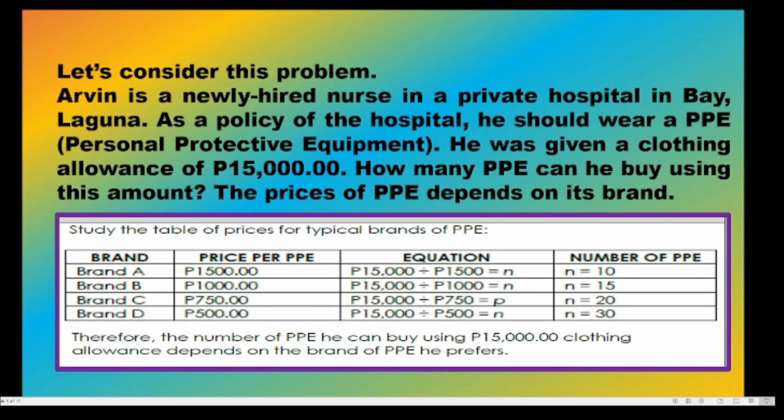For brand A, the price is 1,500, and the possible equation here is 15,000 divided by 1,500 is equal to N, looking for how many PPE, and our answer is 10. For brand B, 1,000 per PPE, 15,000 divided by 1,000, and our number of PPE is 15. For brand C, the PPE is 750, our equation is 15,000 divided by 750, and the number of PPE is 20. For brand D, if the price is 500, the equation is 15,000 divided by 500, and our total number of PPE is 30. Therefore, the number of PPE he can buy using the 15,000 clothing allowance depends on the brand of PPE he prefers.